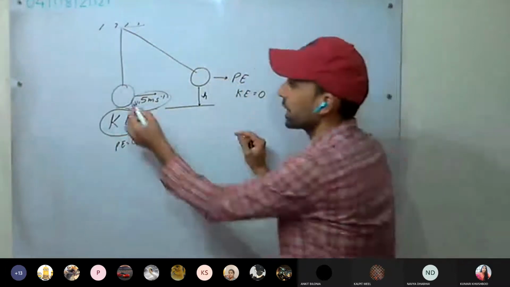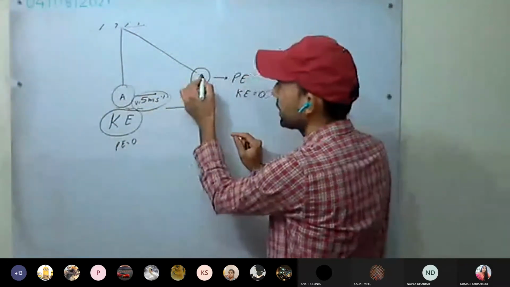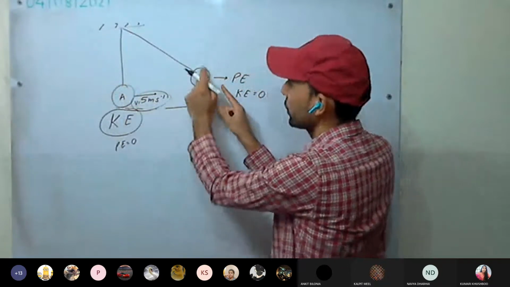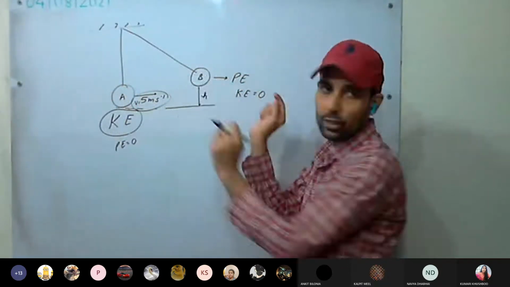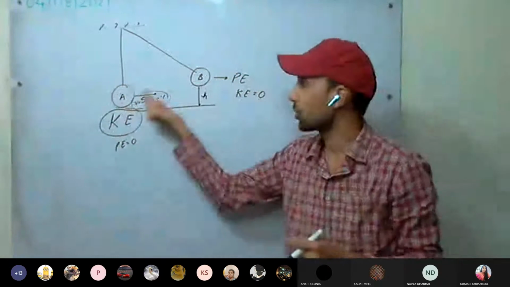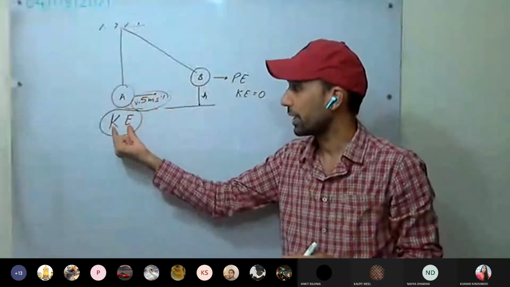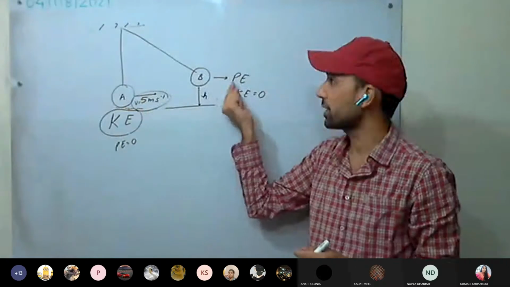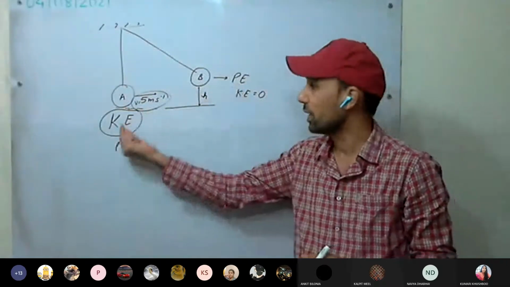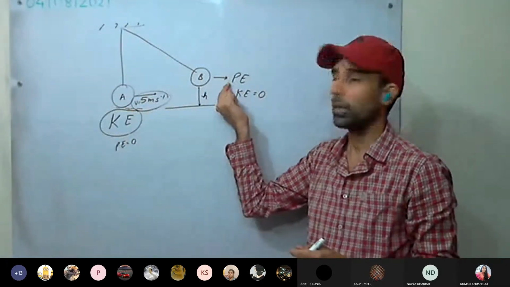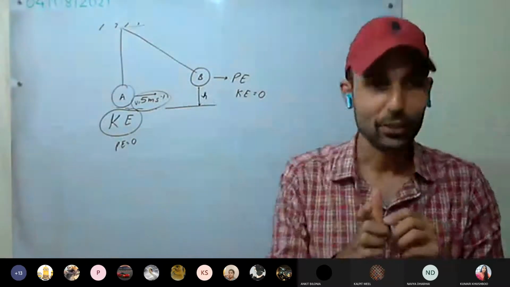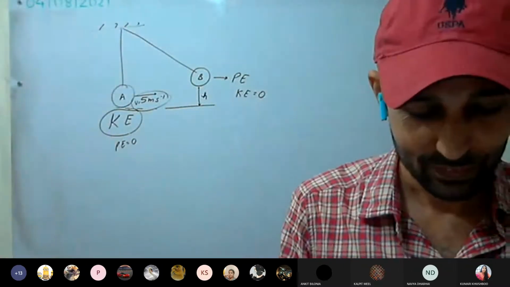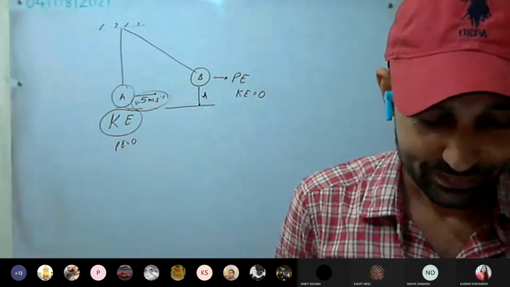Can we equate? So at this position, mean position A, and this is extreme position B. If we equate the energy, that is total energy stored here equal to total energy stored here, they are going to be equal. It means all the energy here is in the form of kinetic energy. Here the total energy is in the form of potential energy. Therefore, kinetic energy here will be equal to the potential energy. But there is a twist in the story.